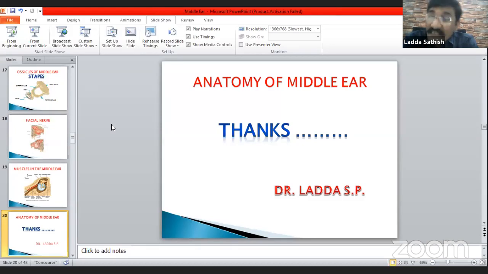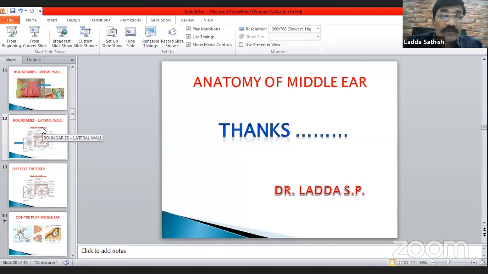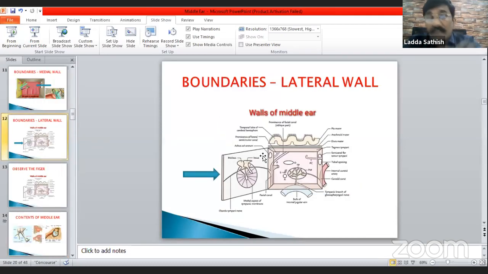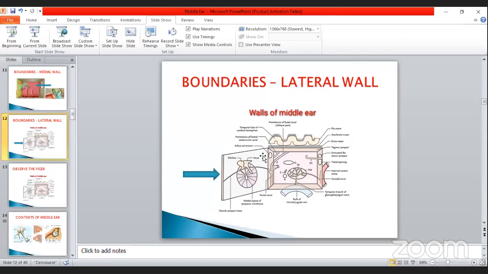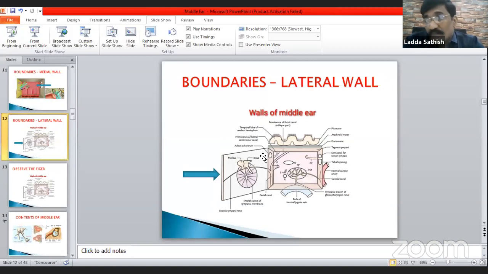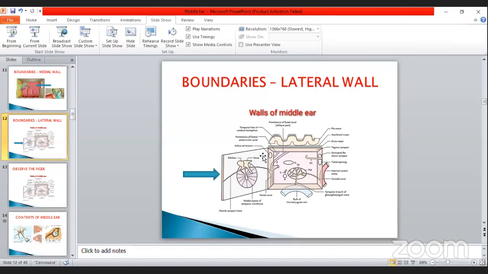For any topic of anatomy, you are supposed to observe the figures. In this topic also, you should remember this figure carefully or try to draw it. While answering the middle ear, which is a question for 10 marks, you should start with the introduction of the middle ear: what it is, where it is located, how it is separated from the external ear and the inner ear, and that it has a cuboidal shape.